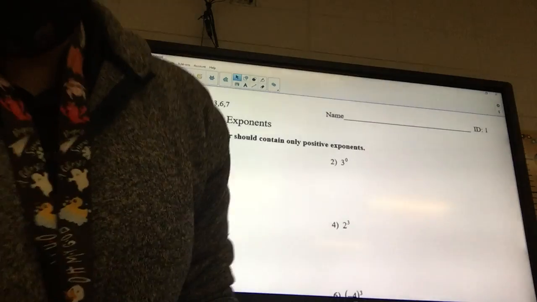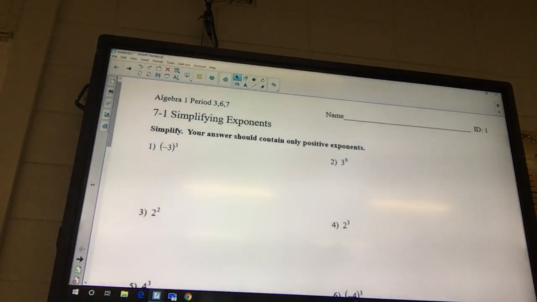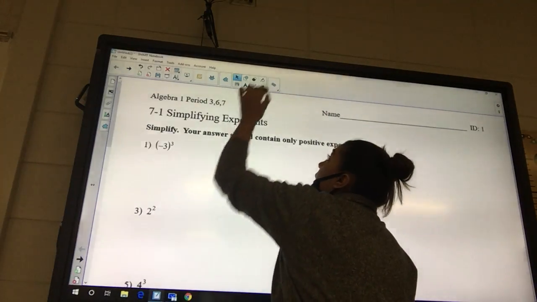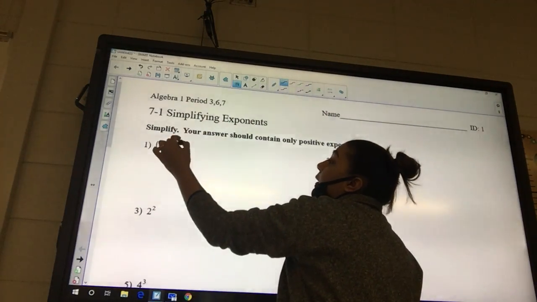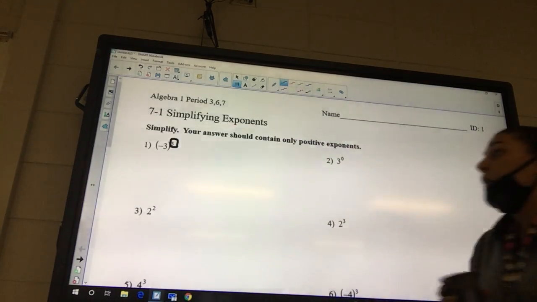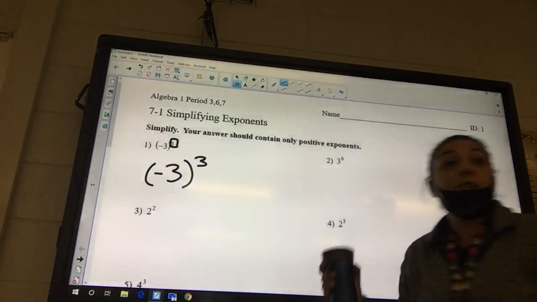Okay, so all we need to do is simplify this. Okay? We're not solving, we're simplifying. And so we look at it and say, is there a negative exponent in there? Where's the exponent? Is it going to be the bigger one? No, it's not. This little bitty number is the exponent. Is that positive or negative? Positive, so we don't need to do anything to this one. So that is our answer.